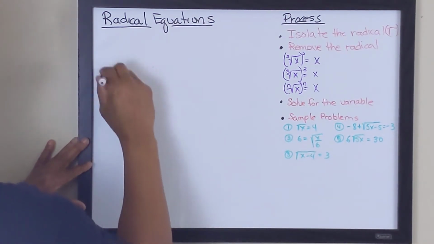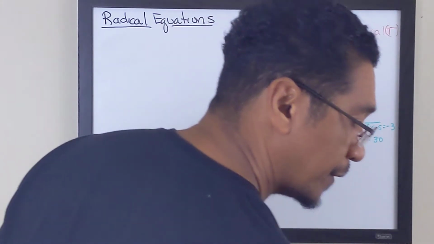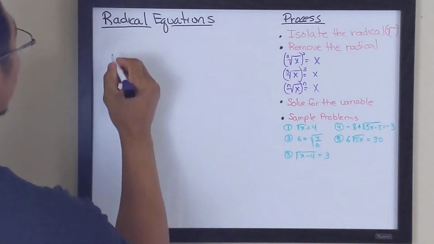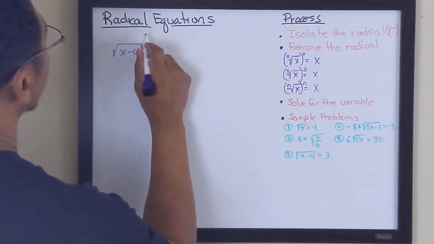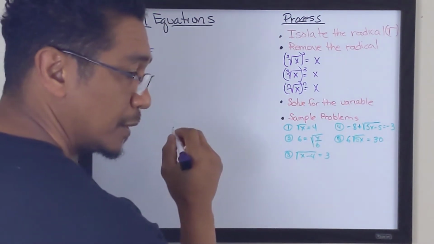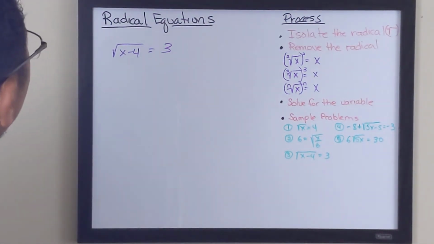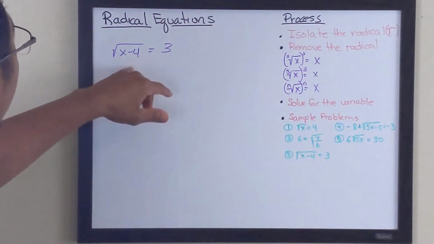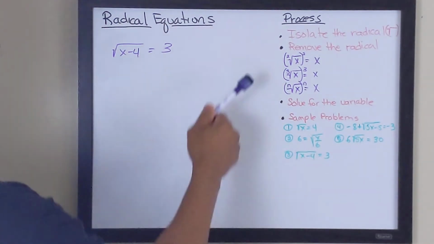Should have a mat or something. Anyway, example number 3 is the square root of x minus 4 equals 3. In here, what we have is a radical and there's a binomial under it. So what we have to do once again is, let's look at the process.